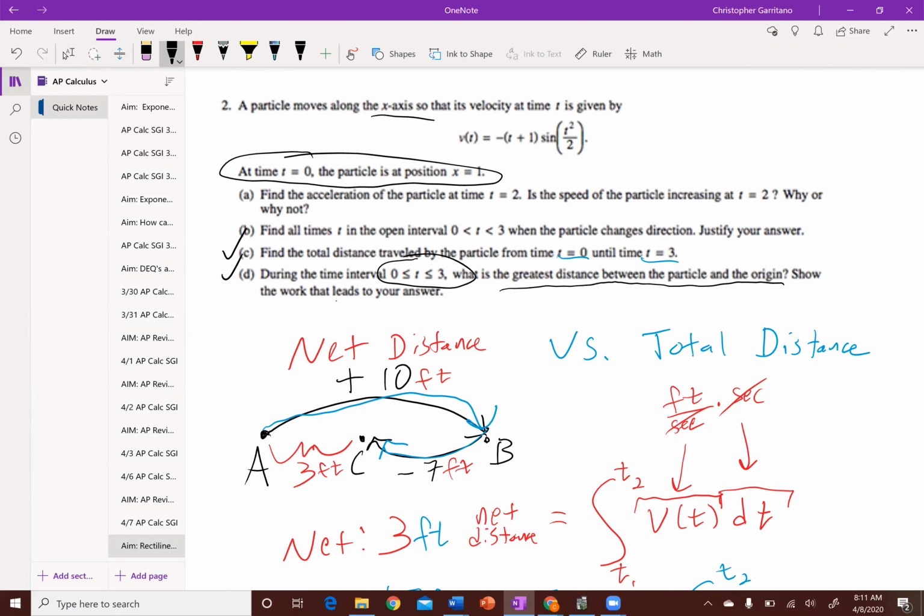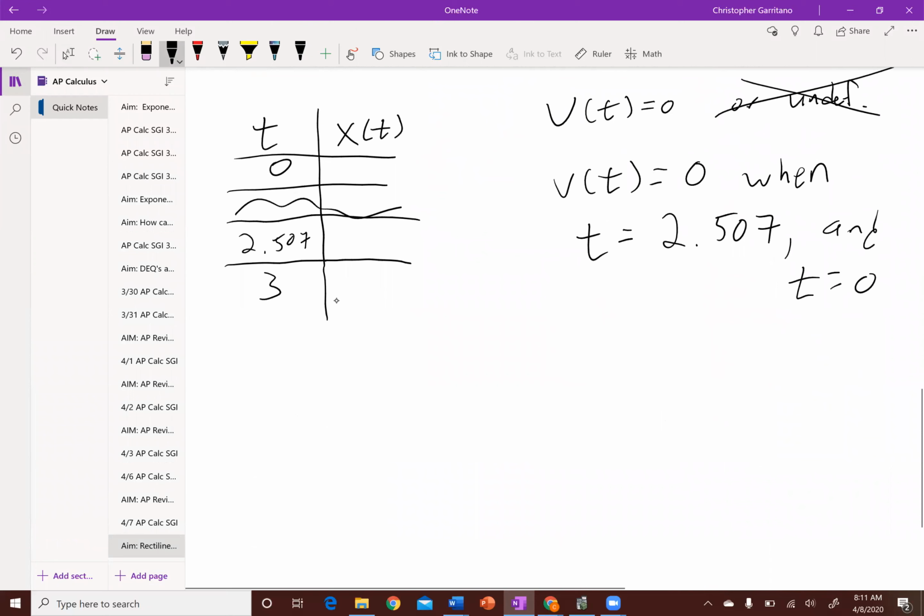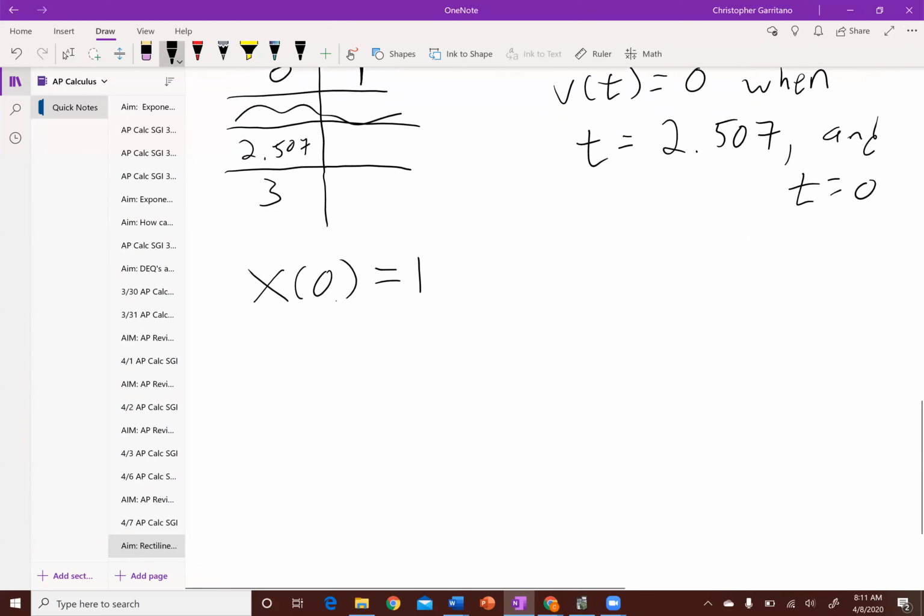So at time equals 0, the particle is at position 1. So I am given that x of 0 is equal to 1. And so actually that's what I'll fill in this table here. All right, but I need the rest of these.